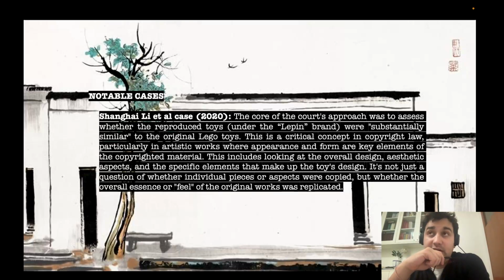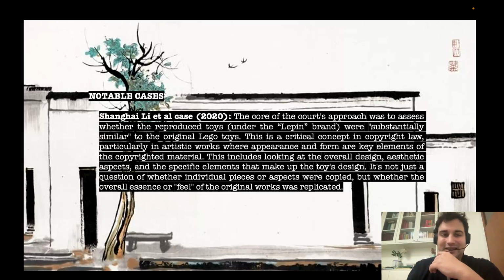It is even interesting that in China the court assessed whether the overall essence or the feel of the original work was replicated. So something even more than a simple resemblance basically was done. This one is pretty interesting.